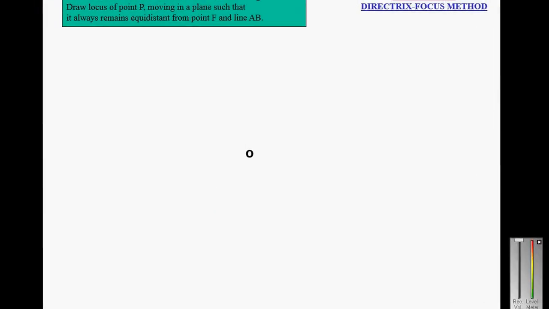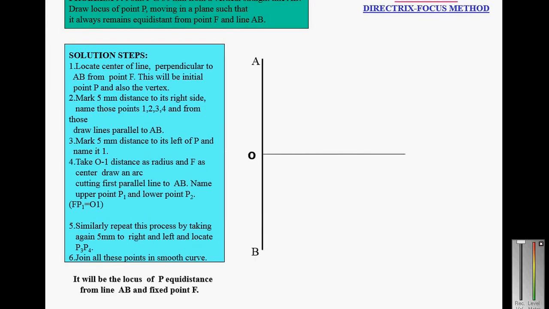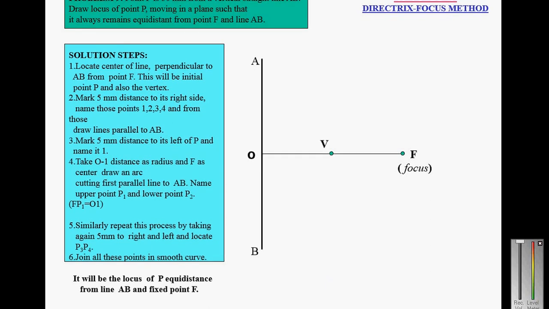So next is the parabola by the directrix focus method. AB is the directrix. Draw a line perpendicular to the directrix and mark the focus. The focus is at a distance of 50 millimeter, and the center point of OF is the vertex, which means the eccentricity value is equal to 1, so VF and VO are equal.